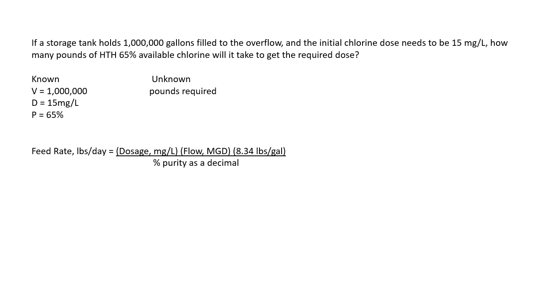So we're going to need to convert the volume of 1 million gallons into MG, so it can go into our formula. Remember, what you want gone goes on the bottom, so it cancels out. So 1 million times 1 MG over a million gallons. Gallons will cancel out, and you're left with 1 MG.